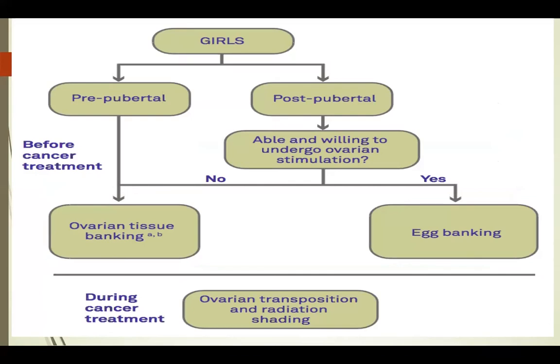So for girls, pre-pubertal, ovarian tissue banking. Post-pubertal, if they are willing to undergo ovarian stimulation, because oocyte freezing includes ovarian stimulation, and if they are okay with that, we can do oocyte banking. During cancer treatment, we can do ovarian transposition and radiation shielding. Also, we can give a GnRH agonist to shut the ovaries down, because we know that chemotherapy and radiation target the most active tissues. So if we give a GnRH agonist and suppress the ovary, there is a theoretical proposal that we are protecting the ovary. This is what I have for ovarian preservation.